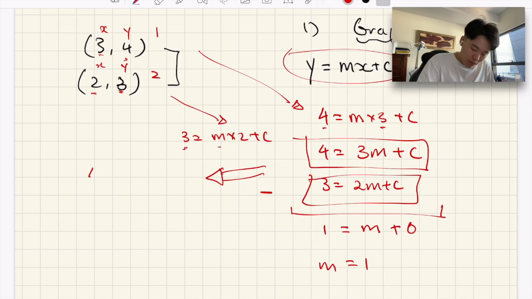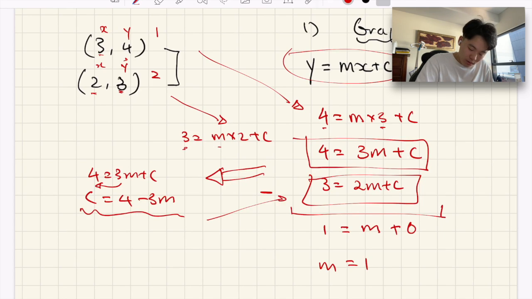Okay, so 4 is equal to 3m plus c. Rearrange it so that c is the subject, so c is equal to 4 minus 3m. Makes sense? Move the 3 to that side. Now we just put this c into here. So 3 is equal to 2m plus c. 3 is equal to 2m plus brackets 4 minus 3m.